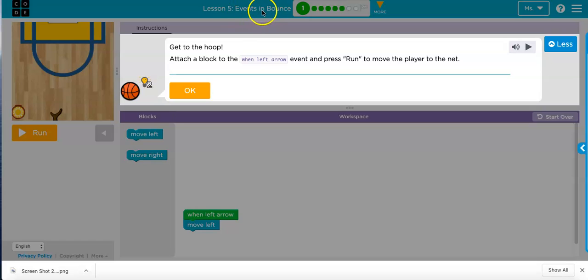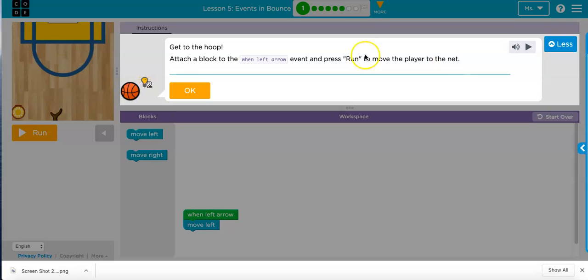What we need to do is invent bouncing the ball and try to get the ball into the basket. First, this is how it looks. This is what it looks like. They tell me: get to the hoop, attach a block to the when left arrow event, and press run to move the player to the net. This is the first thing you need to do. This is the first level.